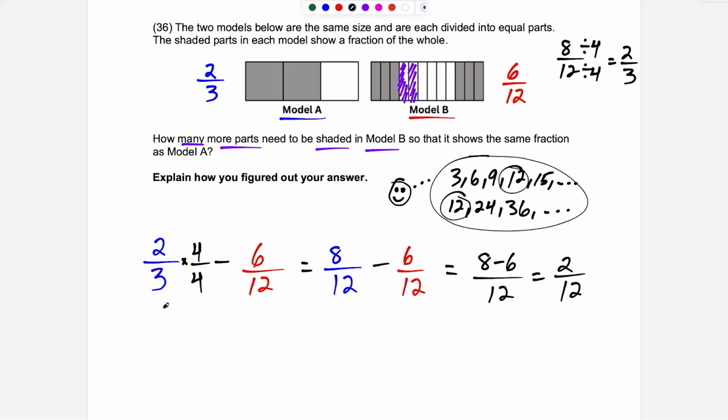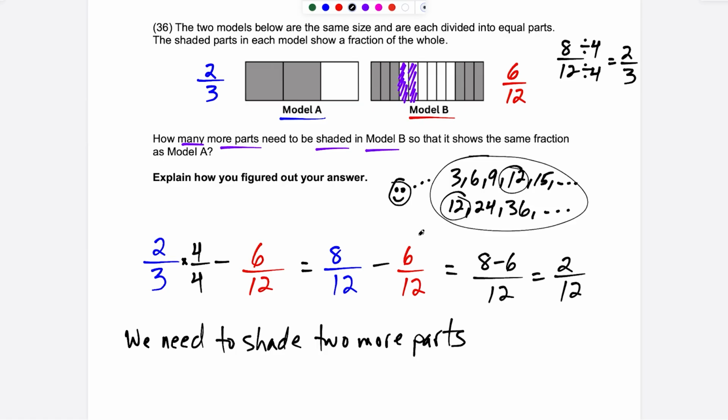So now we could just write out our final answer here. We need to shade 2 more parts in model B. So I'm just going to write that out here. We need to shade 2 more parts in model B. And now we have to explain.